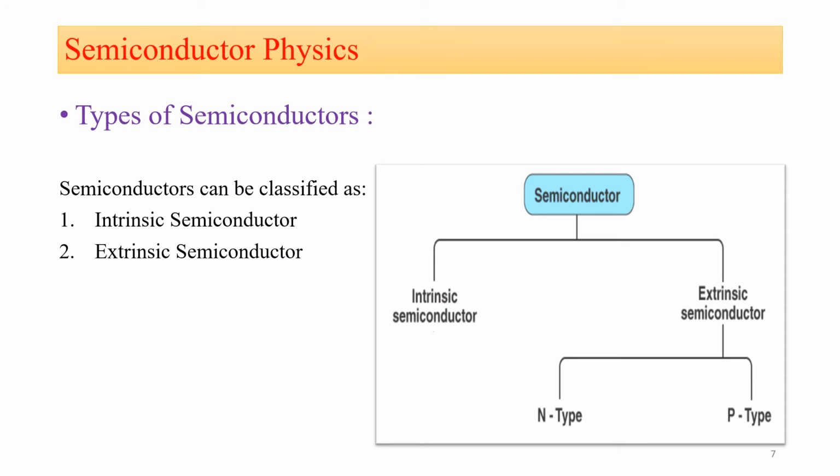Now let's see which are the different types of semiconductors. The picture shows the classification of the semiconductors. Semiconductors are basically classified into two categories, that is intrinsic semiconductor and extrinsic semiconductor. And extrinsic semiconductors are again divided into two types, that is N-type semiconductor and P-type semiconductor.